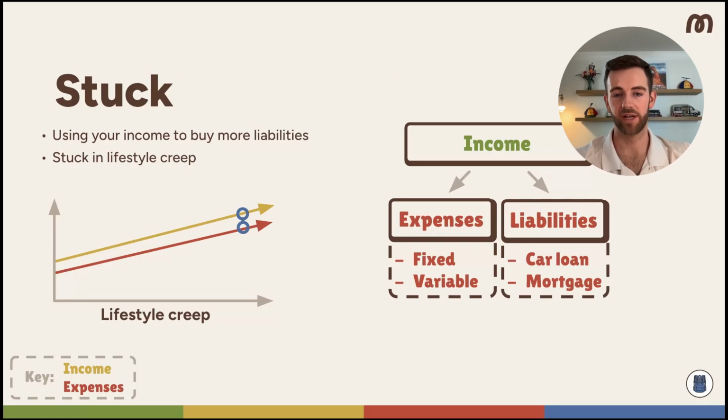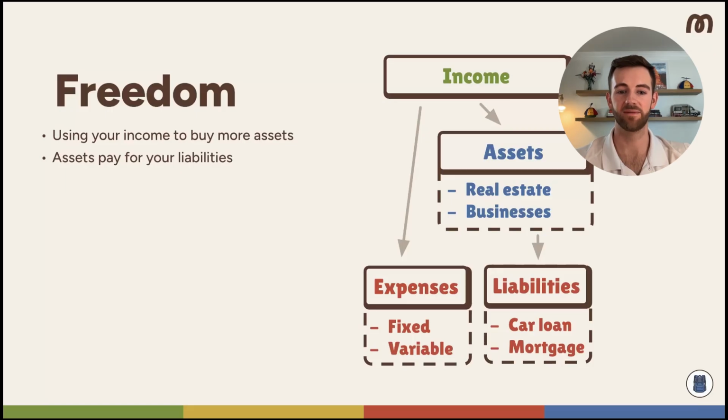On the other hand, what you can do with your income instead is use it to buy assets. If you use your income to buy more assets like real estate and businesses, that then pay you cash flow, which then increases your income that you can use to buy more assets.